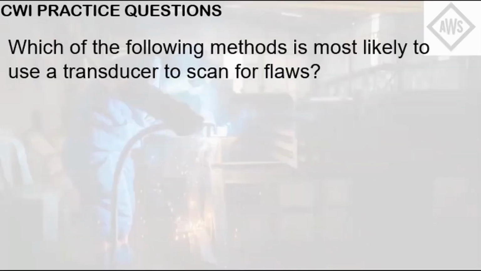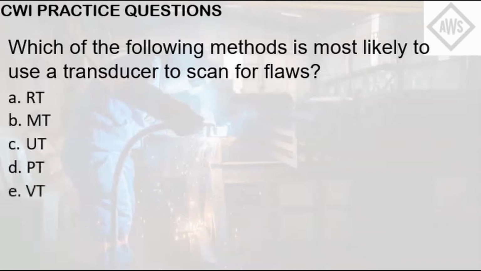Which of the following methods is most likely to use a transducer to scan for flaws? Letter A, RT. Letter B, MT. Letter C, UT. Letter D, PT. Letter E, VT.